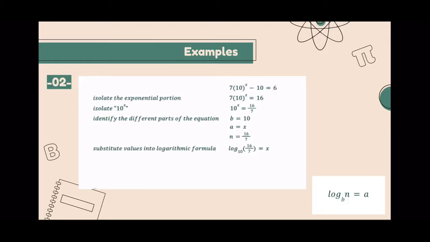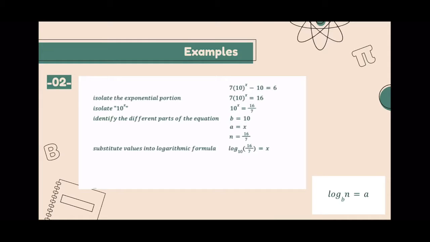Given the equation 7 times 10 to the power of x minus 10 is equal to 6, you first want to isolate the exponential portion on the left. This means that you want to add 10 on both sides to cancel the value on the left side, which will then turn the equation into 7 times 10 to the power of x is equal to 16. You want to further isolate x by dividing both sides by 7, and that will be 10 to the power of x is equal to 16 over 7.